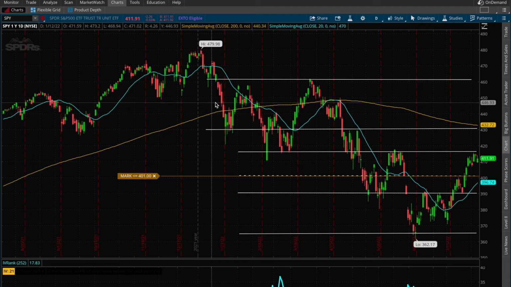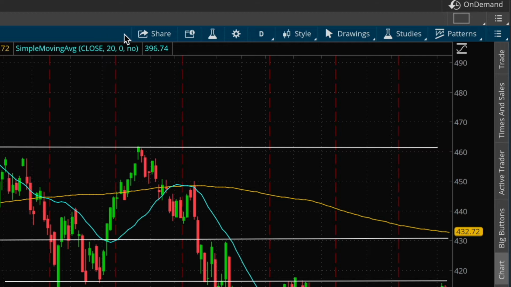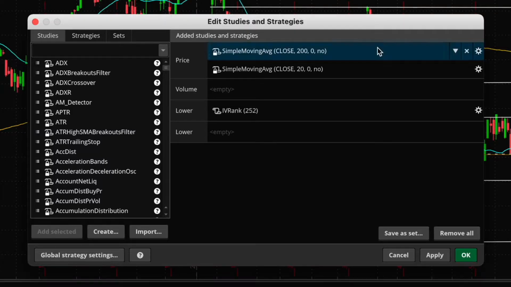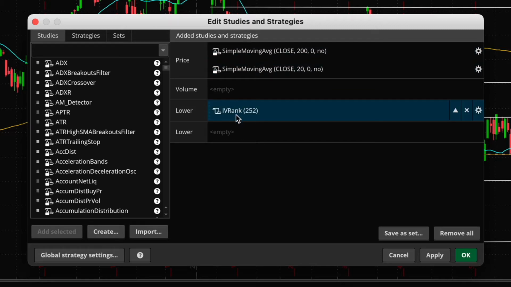And so in order to add basically any indicator to your charts in ThinkOrSwim, the first thing you have to do is come up to the blue bar at the top here and go to the Studies button. And then from here in this menu, go to Edit Studies. And then as you can see here, that opens up a small window where in the right hand side, you can see the current indicators I use on my charts, right?